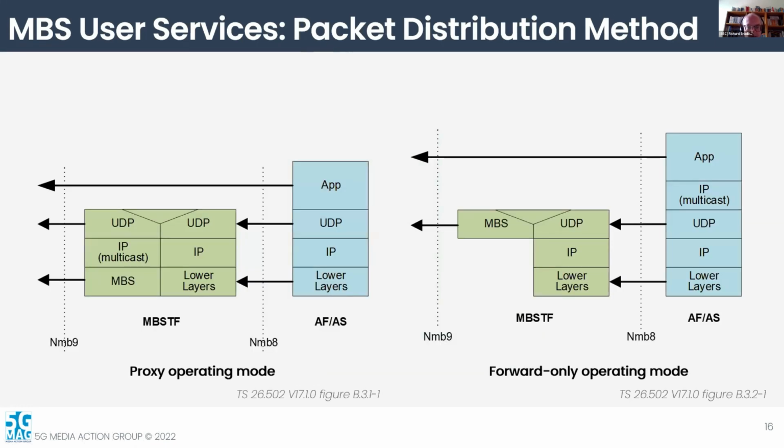And then for the packet distribution method, there are just a couple of illustrations here that show the difference between the two operating modes, the proxy mode and the forward-only mode. In the proxy mode, you can see these simple UDP packets are being ingested by the MBSTF, and the UDP headers can be restamped here, and you have a new UDP packet to send over multicast. Whereas in the forward-only mode, you've got this extra tunneling layer, so you can produce your own IP multicast packets and then tunnel them inside a unicast UDP packet, and then the MBSTF will unwrap those and just send your IP multicast packets over MBS. These figures, by the way, are all in Annex B of the 26.502 spec.